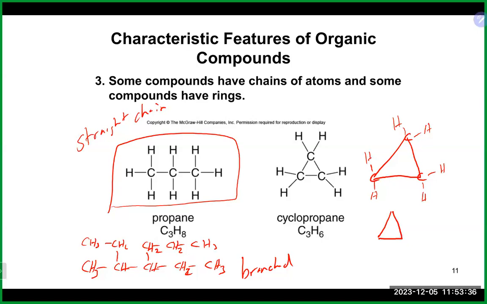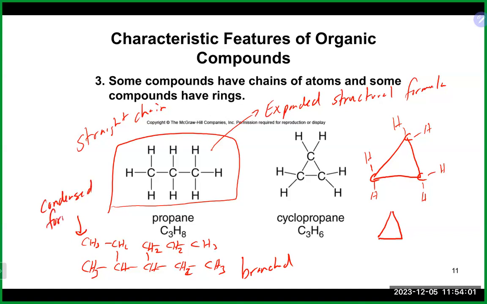Line structure, condensed structure and expanded structure is what we actually see on this page. So this is what is sometimes referred to as the expanded structural formula, and basically all that means is you draw out the hydrogens. Over here, something like this is referred to as a condensed formula, where you basically don't draw out the hydrogens.